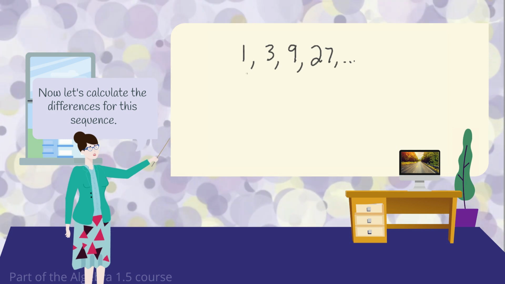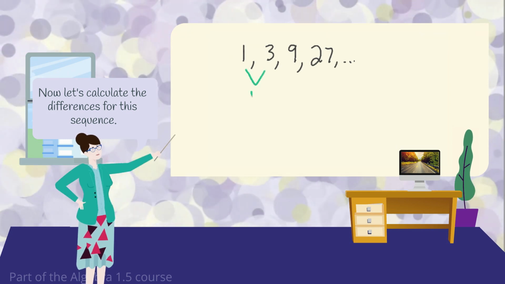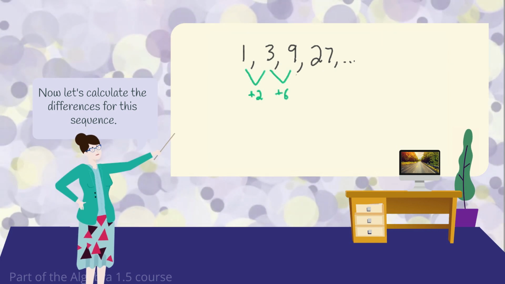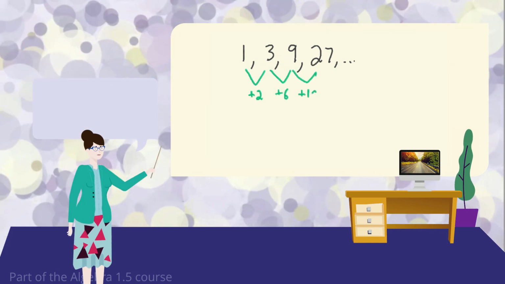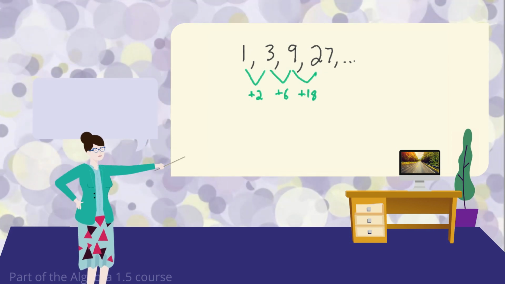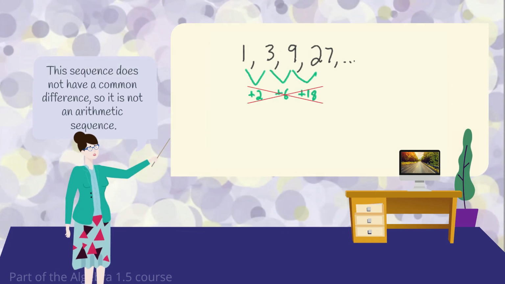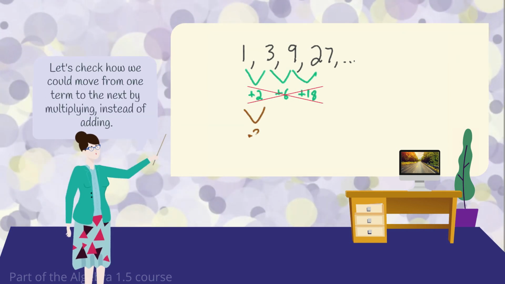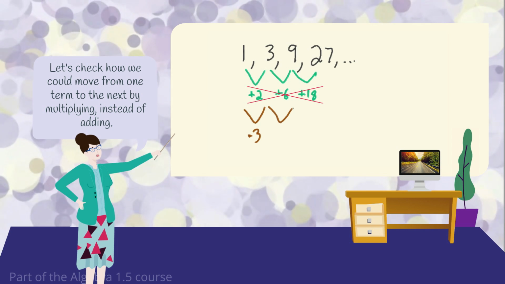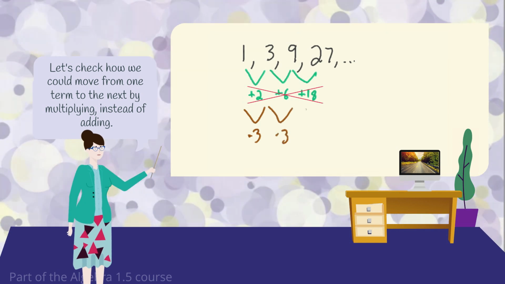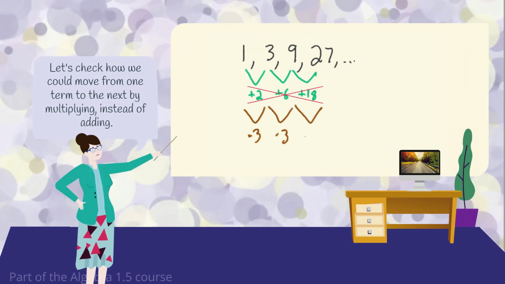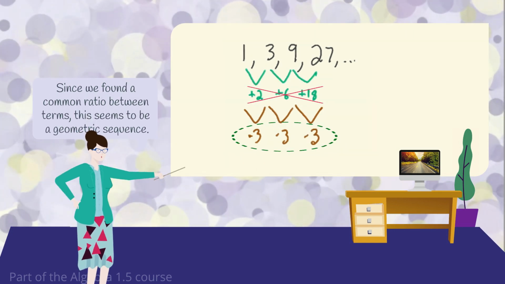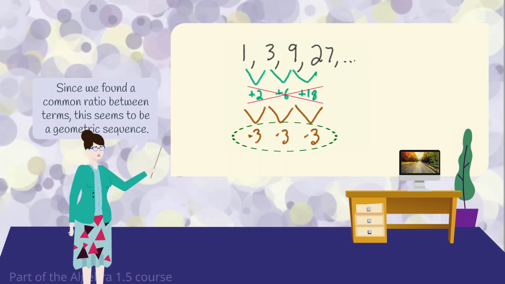Now let's calculate the differences for this sequence. This sequence does not have a common difference, so it is not an arithmetic sequence. Let's check how we could move from one term to the next by multiplying instead of adding. Since we found a common ratio between terms, this seems to be a geometric sequence.